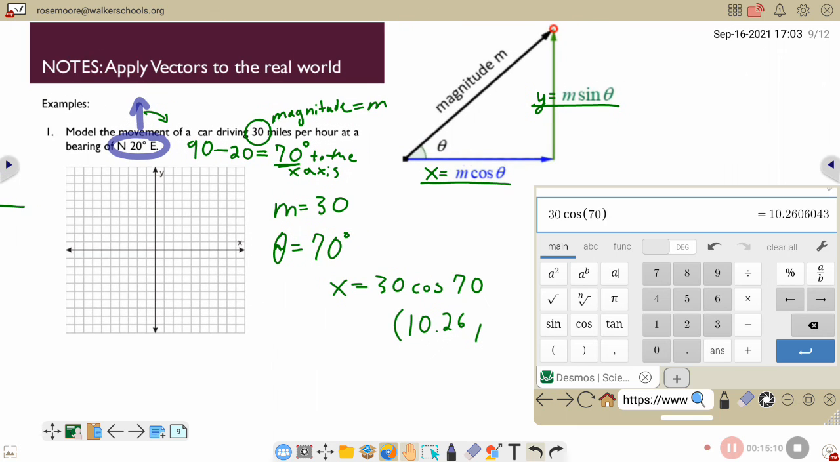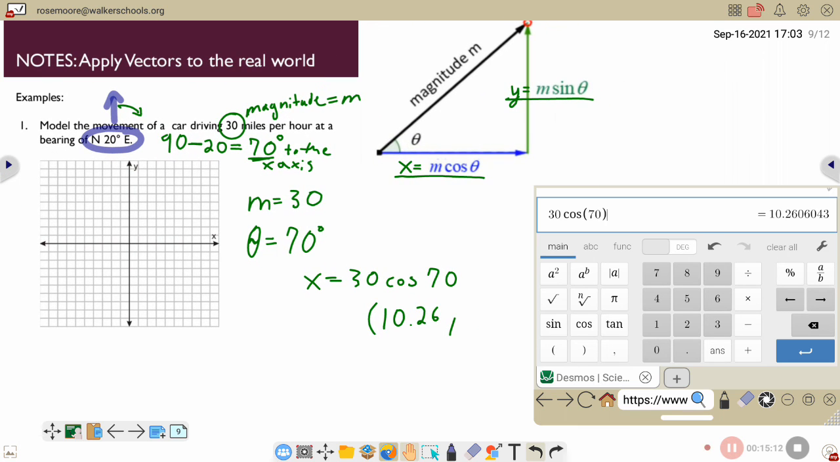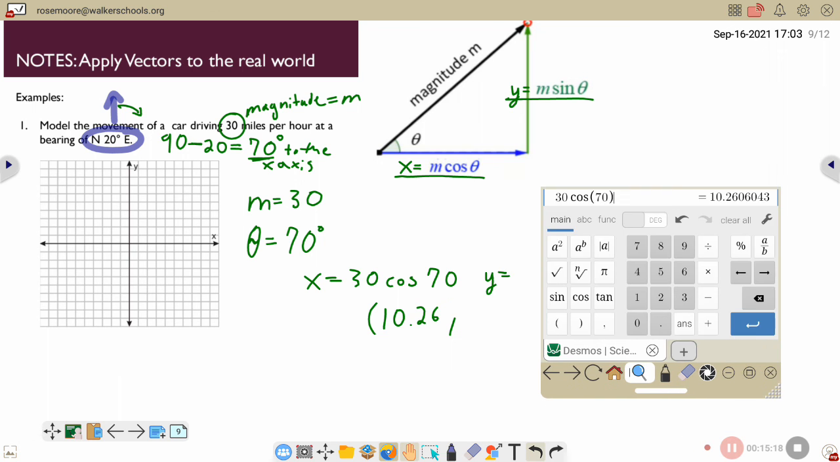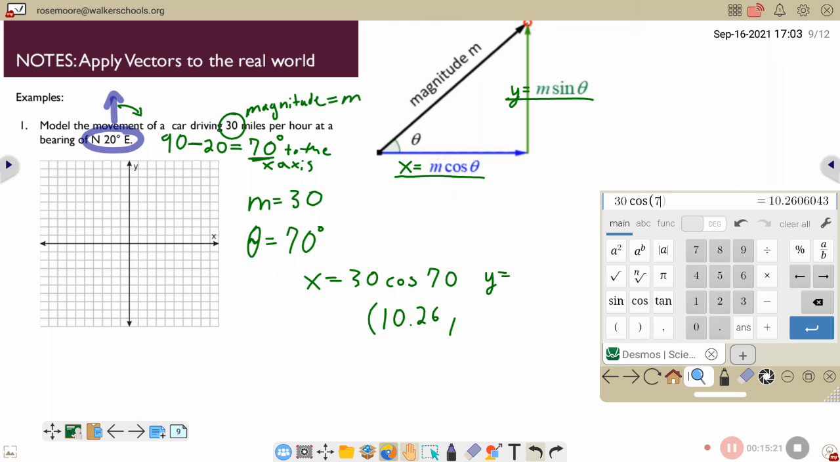My y value will be almost the same formula, but instead of cosine, I will use 30 sine 70. And that one is 28.19. Okay, so that's my coordinate point.